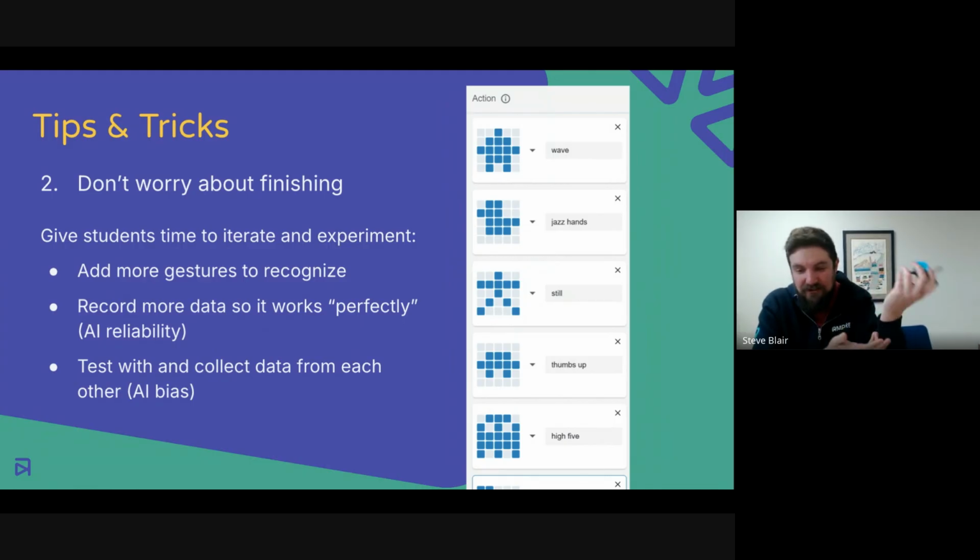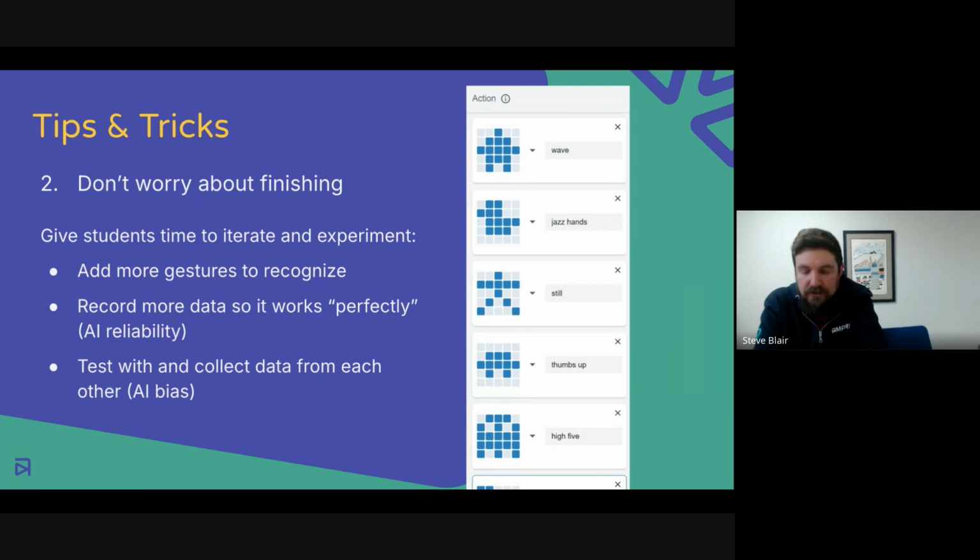So Talia just kept going and added a ton of gestures. She was up to 11, not worrying about getting it to work perfectly. Talia mentioned some of the motions were really similar. It's a term we call AI reliability, where sometimes it gets confused between similar things. You've seen it with yours.